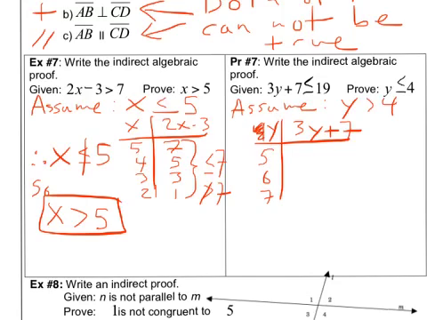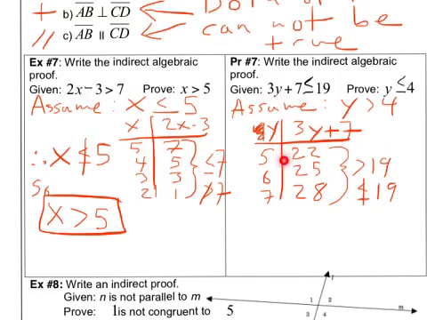Let's test them. 3 times 5, if I was to plug that 5 in for y, 3 times 5 is 15, plus 7 is 22. 3 times 6 is 18, plus 7 is 25. And 3 times 7 is 21, plus 7 is 28. Okay, well, let's see here. These numbers are not less than or equal to 19. These numbers are actually all greater than 19. So let's just say that these numbers are greater than 19, and they are not less than or equal to 19. Well, see, that contradicts my given, right?